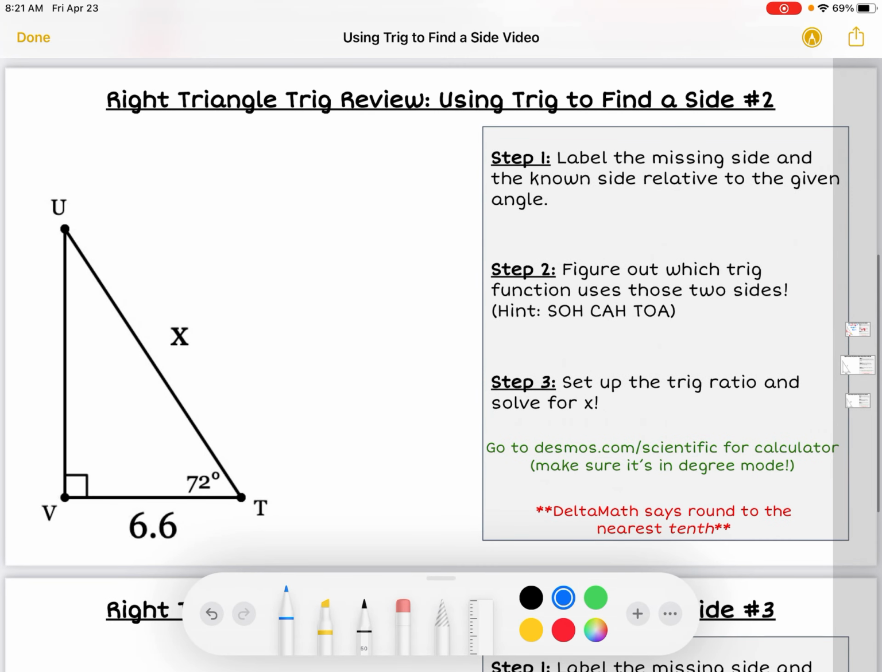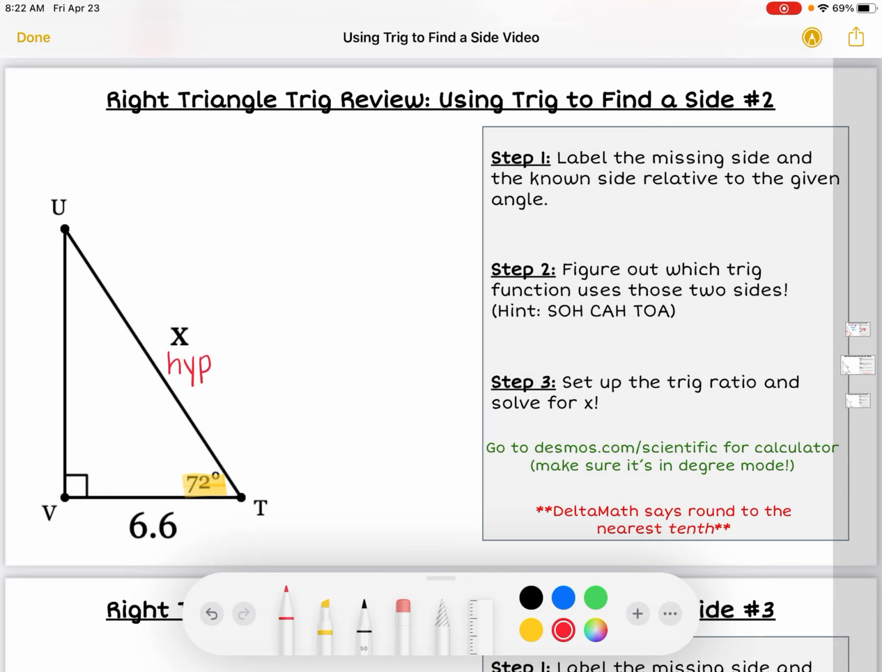So for this next triangle, the angle we've been given besides the right angle is 72 degrees, angle T here. And then the side we're looking for is the missing side X, and then we've been given the side 6.6. So we need to label the missing side and the given side based on where they are in relation to the angle 72 degrees. So X, of course, is on my longest diagonal side, so X is the hypotenuse.